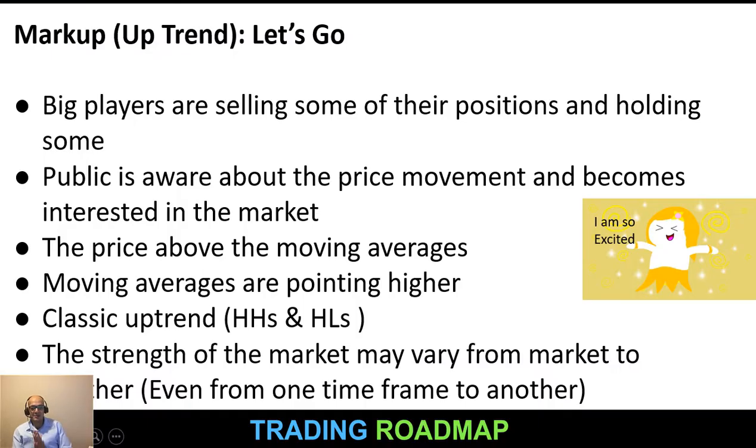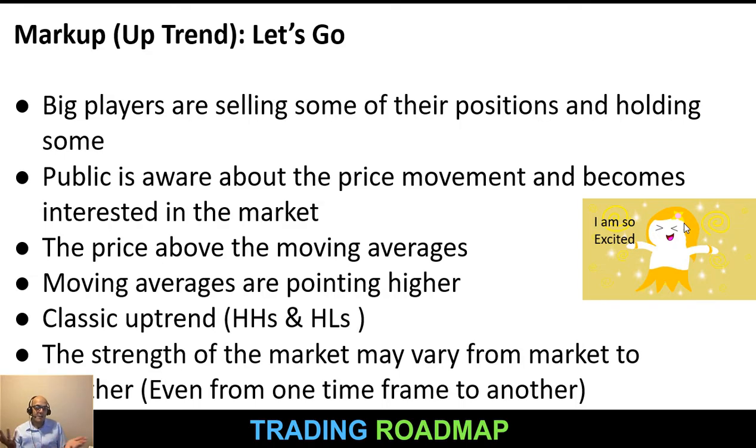And then what happens next? The markup, which is the classic uptrend, and let's go. Big players are selling some of their positions and holding some during the uptrend. The public starts to become aware of the price movement and becomes interested in the market. Everyone is so excited and everyone is just making money. You just buy something and it's like the bull market. You just buy and the price goes higher.